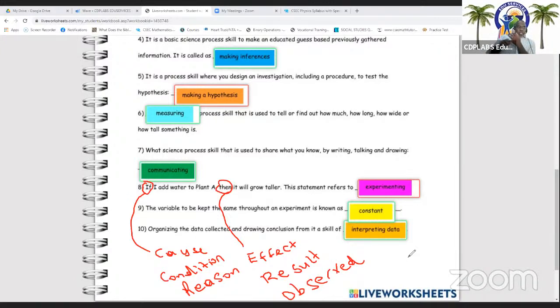So if refers to cause, condition, and reason. Then the word then refers to the effect, the result, or what is observed. Remember those six words in the grouping under the word if and under the word then. All right? Got that? Yes, sir.